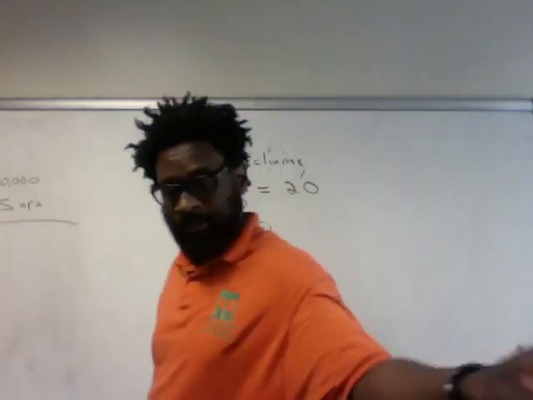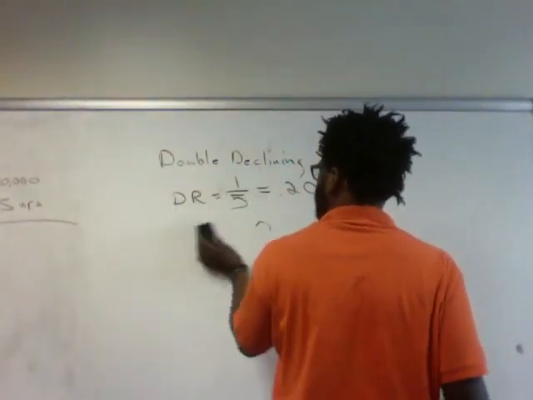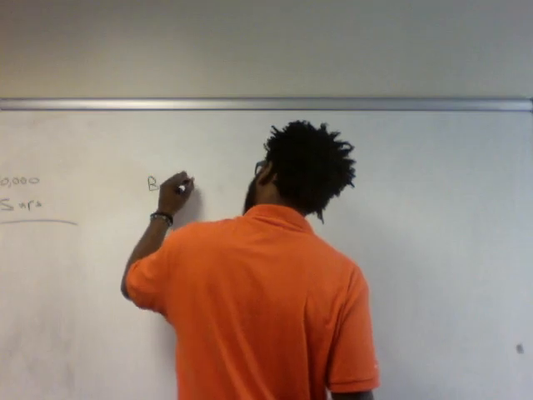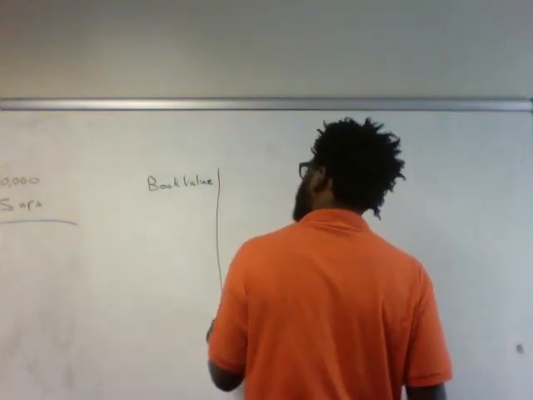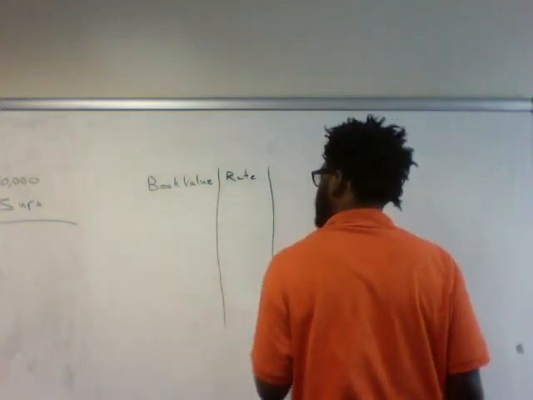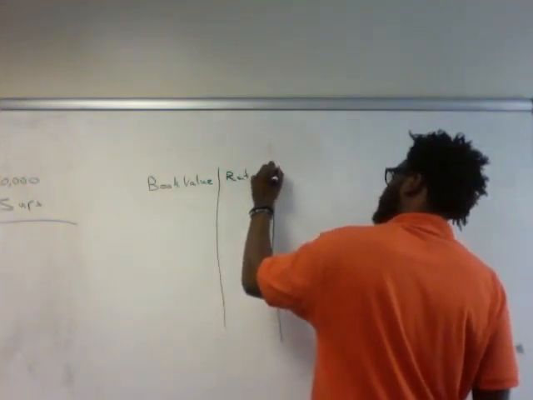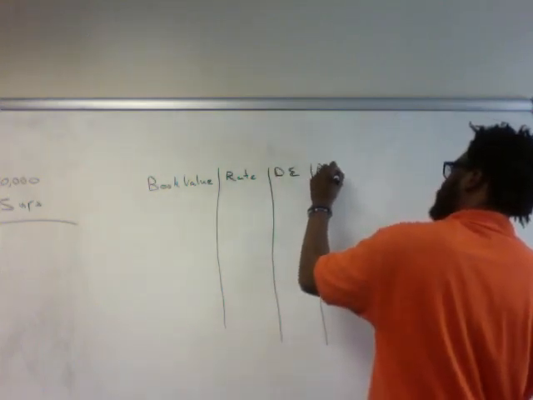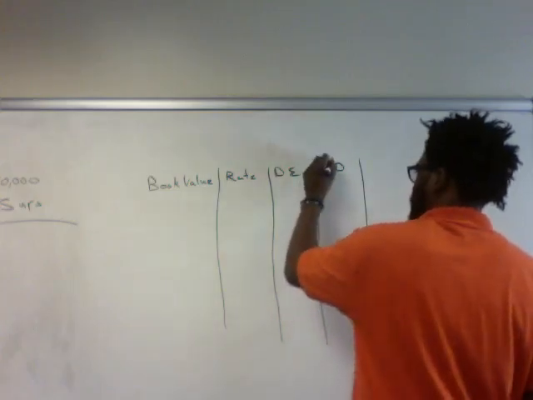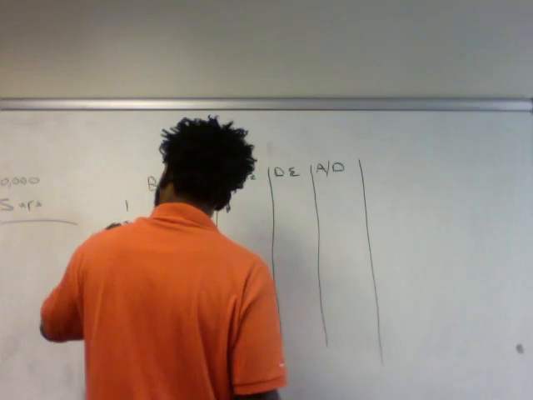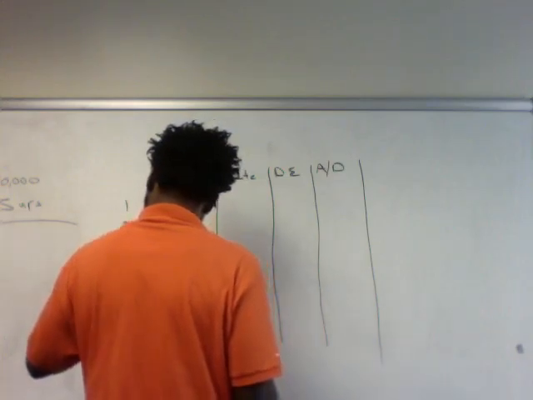Okay? And so let's set the table up. Your table starts off with a book value. Then you have the rate. Then you have the depreciation expense. And you have accumulated depreciation. So this is your table. And of course you have the years, right? So you have 1, 2, 3, 4, 5.